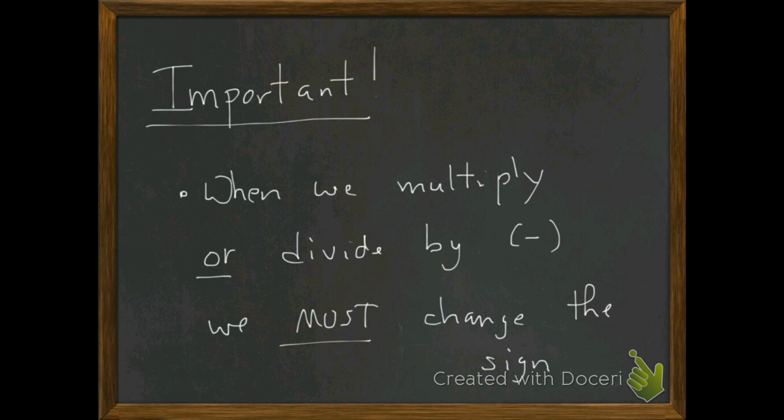And what I mean by the sign, that's vague. Let me change sign. We must change the inequality. Okay, so we must change the inequality. Now, let me show you what happens there. Let's say we have 2 minus x greater than or equal to 7.